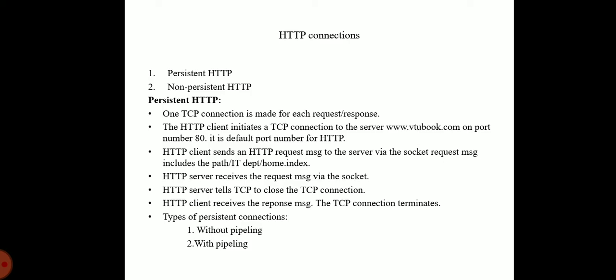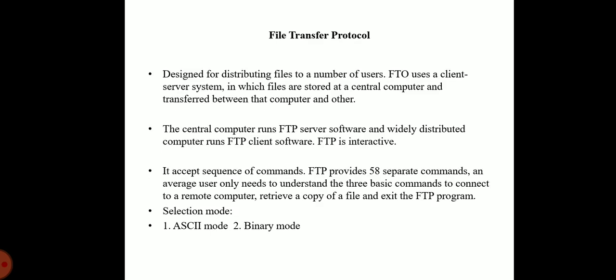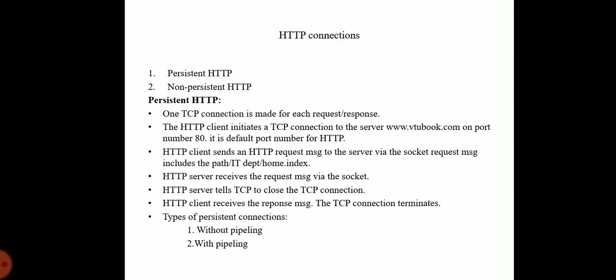The HTTP client sends an HTTP request message to the server via the socket. The request message includes the path name, IT department, home.index. The HTTP server receives the request message through the socket. The server tells TCP to close the TCP connection. So the HTTP client receives the response message. The TCP connection terminates. The first four steps are then repeated for each of the referenced JPEG images. As the browser receives the web page, it displays the page to the user.